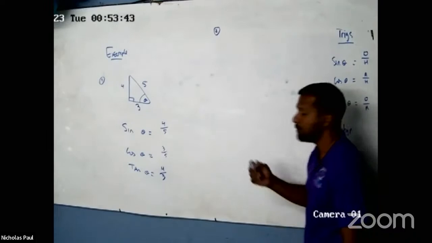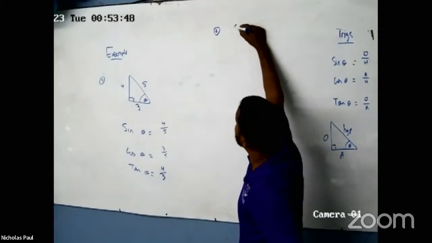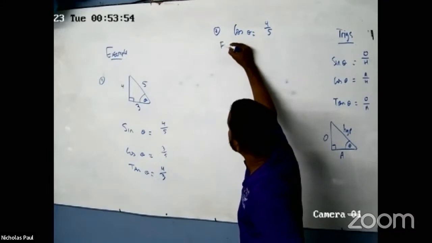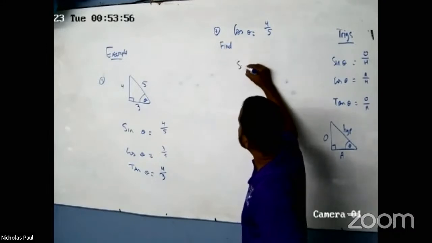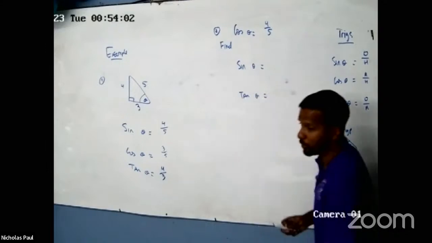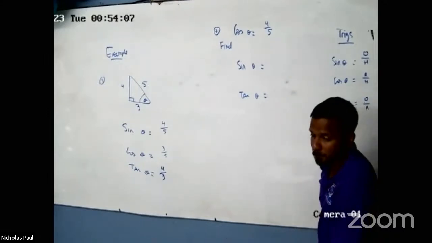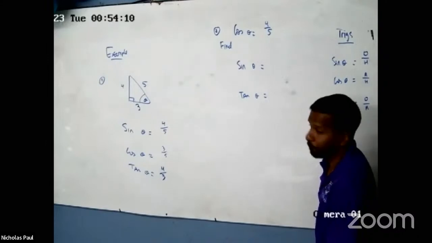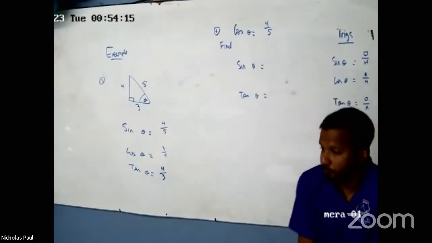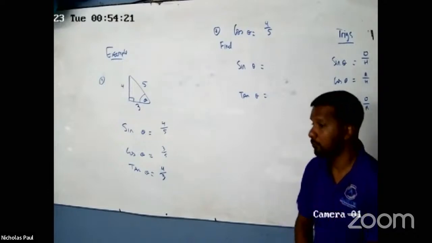So what would happen here, Shana? Suppose I gave you this. I told you that cos theta is equal to 4 over 5, and I would like you to find sine theta and tan theta. What will you do to work this out? The hint is of course in the triangle. Anybody?